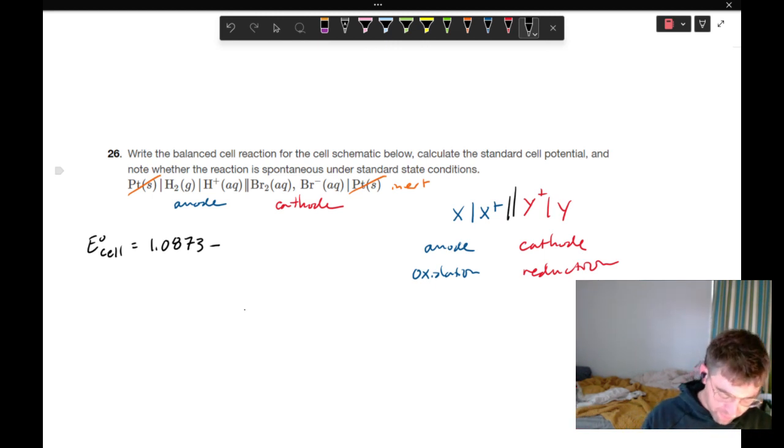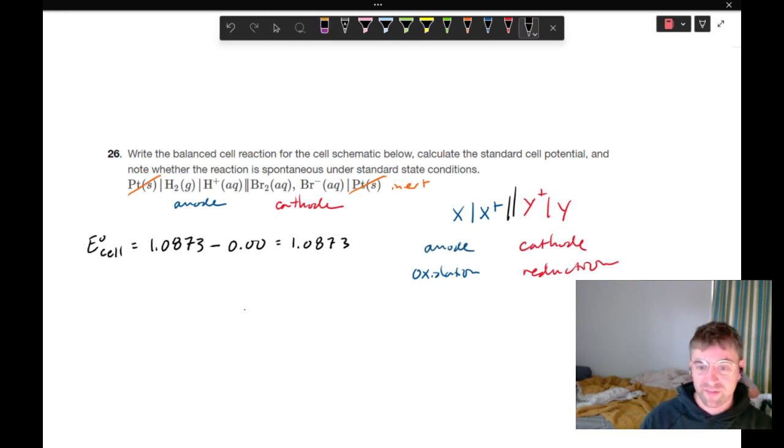It's inert. So we have our cathode minus our anode. The standard half cell potential for the oxidation of hydrogen is 0. And so the standard cell potential is just 1.0873 volts. It's positive, it's spontaneous.